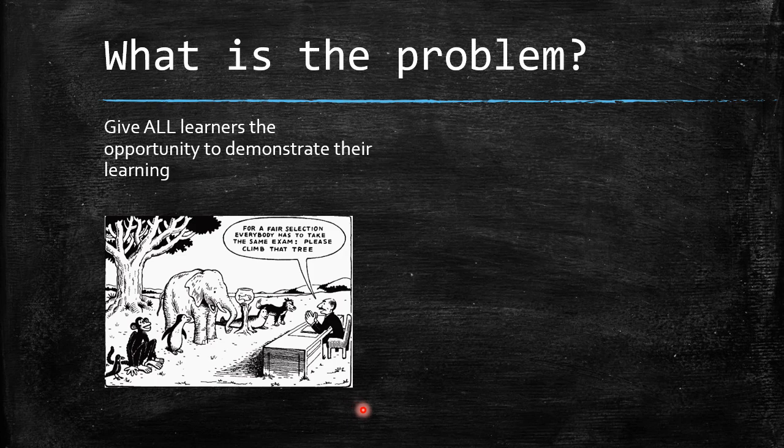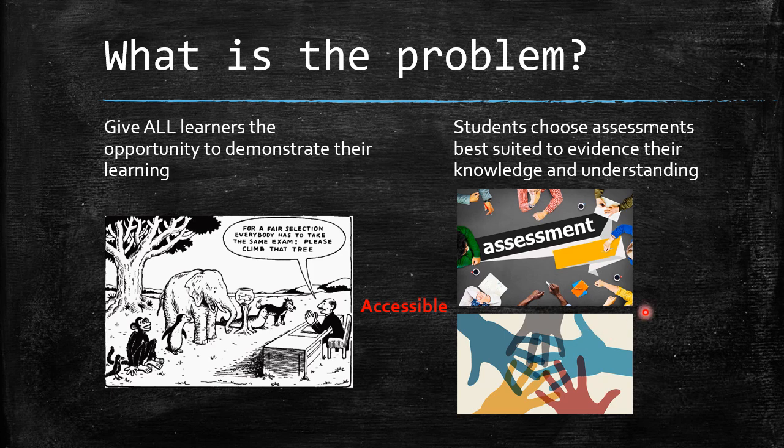So looking at inclusivity meant that wouldn't it be better to look at different types of assessments that suit different students in other ways, so that every student is able to show their potential and their learning within those assessments. And the word accessibility is really important here. So students can choose assessments rather than be given a format, suited to evidence their knowledge and their understanding.